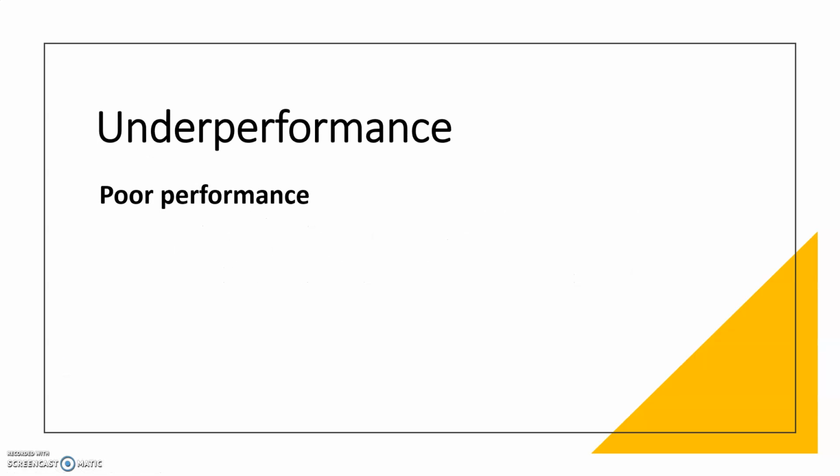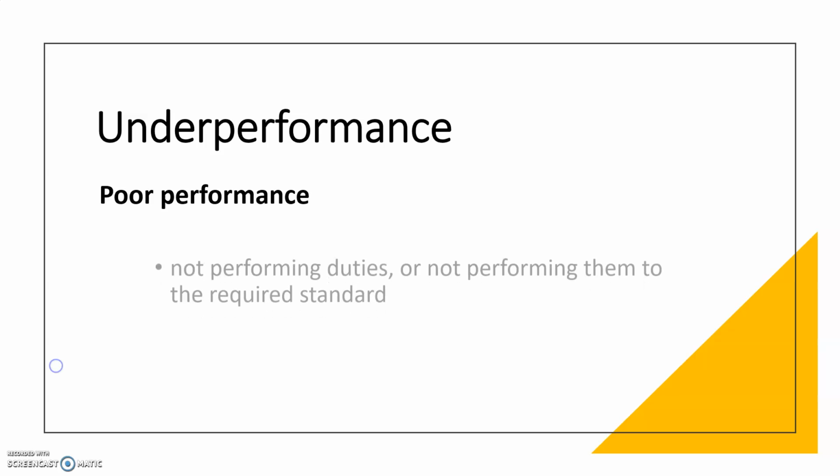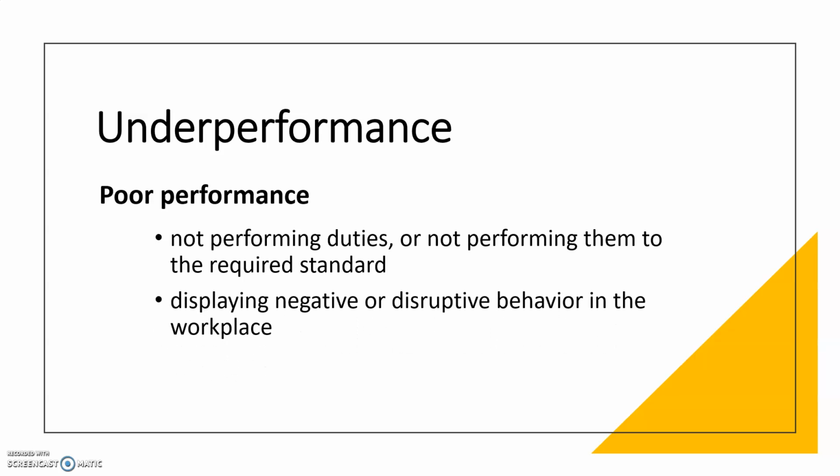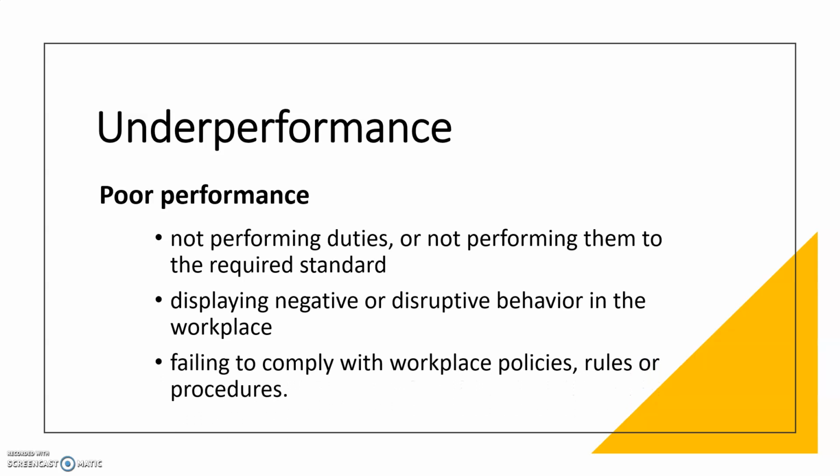So, underperformance, poor performance. It's important that we have a common definition of what underperforming looks like within the workplace. These are some examples: not performing their duties or not performing them to the required standard, displaying negative or disruptive behavior in the workplace, and failing to comply with workplace policies, rules, and procedures.